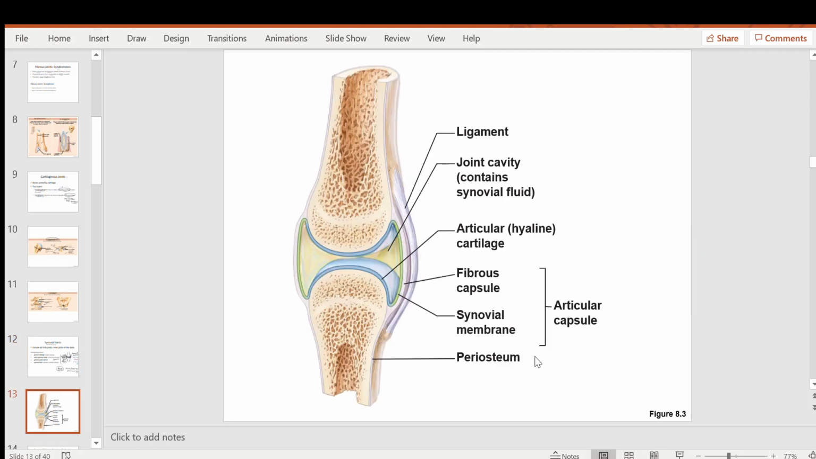So this is what I just showed you in my drawing. You will see all those structures here: ends of the bones covered by hyaline cartilage, articular cartilage, and two layers of the capsule, outer fibrous and inner synovial membrane. Also, the synovial cavity contains the synovial fluid.